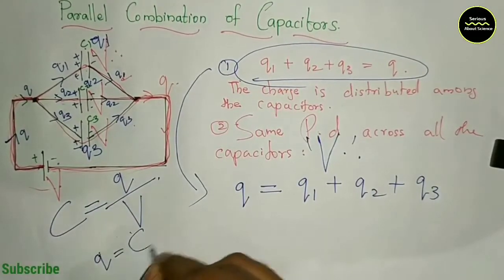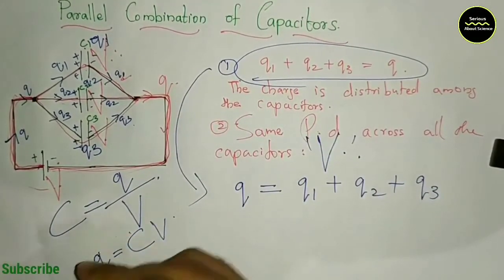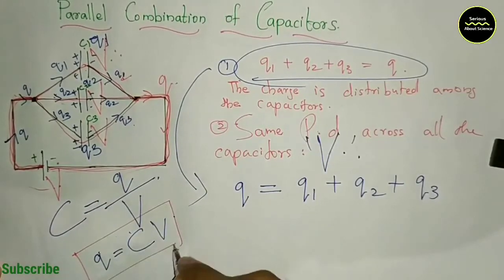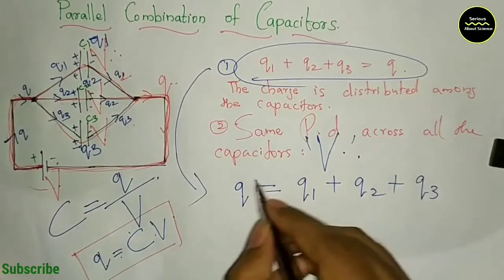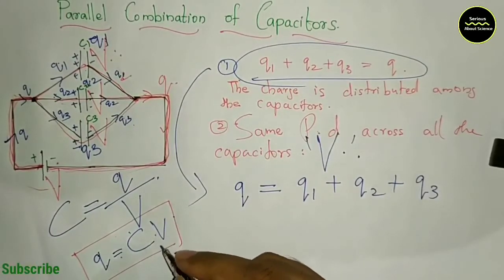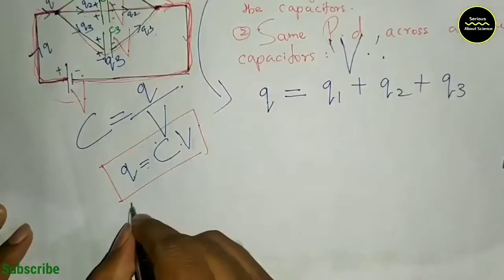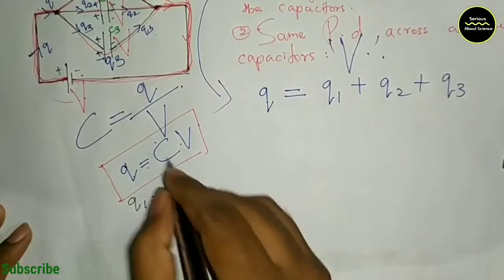Q equals Q1 plus Q2 plus Q3. So we have to find out the equation for Q. Q will be equal to CV from the above equation. So we can substitute instead of Q this equation, Q equals CV. So what is the value for Q1, Q2, Q3? It will come to your mind directly now itself.